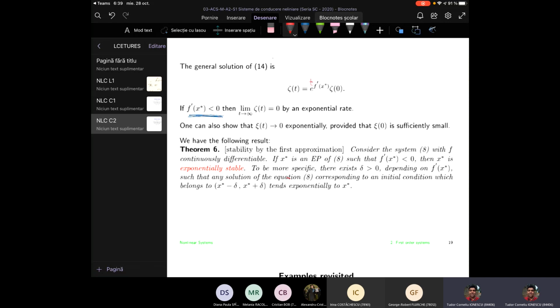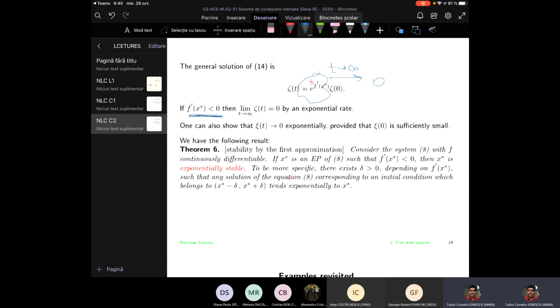There is a t missing. So now if f prime of x is negative, this goes to 0 when t goes to infinity. Okay, this goes to 0 when t goes to infinity.